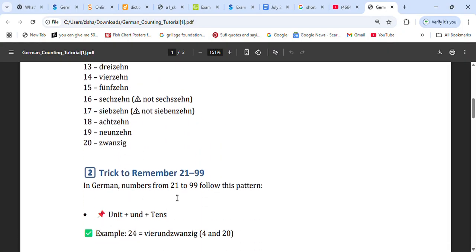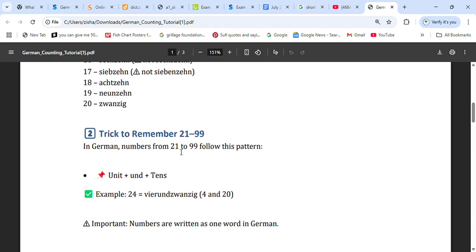Now a trick to remember the numbers in between 21 and 99. For any number in between 21 and 99, we follow a very simple trick. We take the unit number, then und, and then the tens. For example, 24. What is the unit of this 24? The unit number is 4. So 4 we write in German vier.